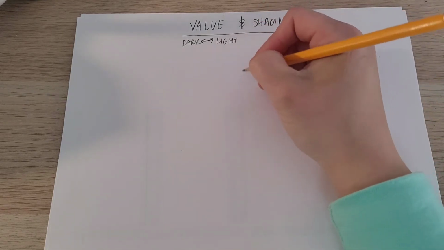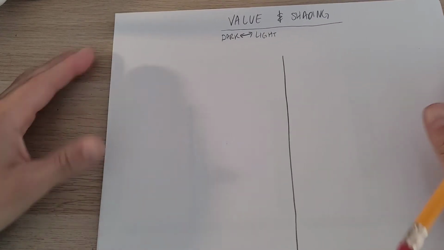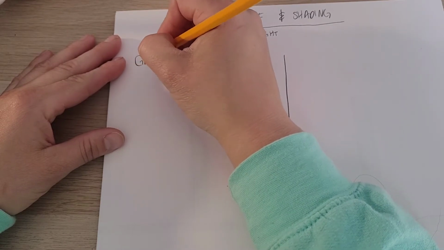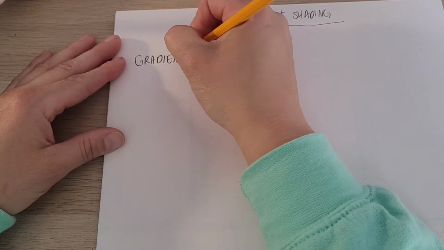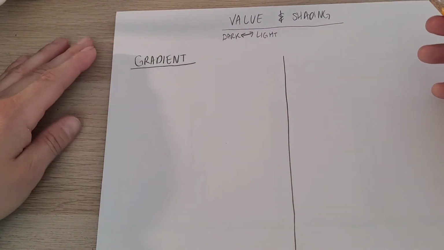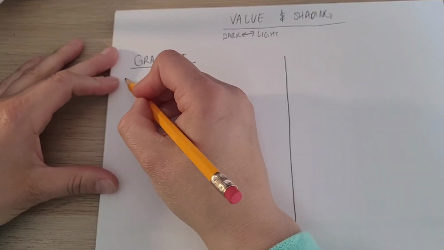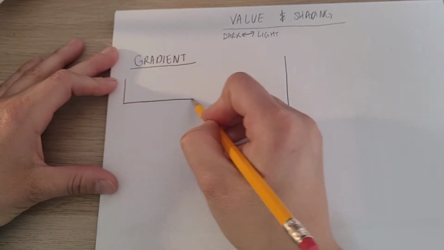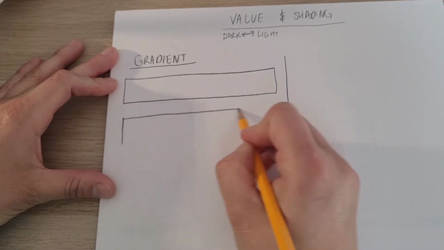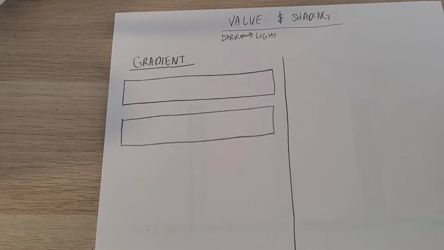So what I want you to do is divide your paper into two parts. We're going to come back to this side in a little bit. The first thing that we're going to do on this side is write the word gradient. A gradient is just a visual on how to see dark to light. So underneath, we're going to create a long rectangle. We're going to do another one on the bottom. Keep this spot open because we're probably going to add a couple more.